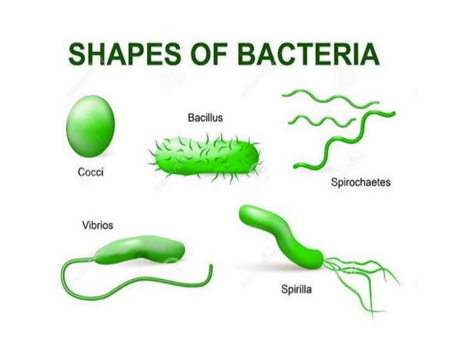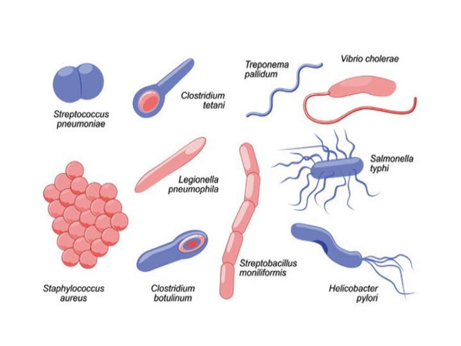Shapes of bacteria: bacteria have different shapes based on their cell wall composition. The cell wall gives a definite shape to the bacteria. There are different forms: cocci, bacillus, spirochetes, vibrios and spirilla. These are the different shapes of bacteria.